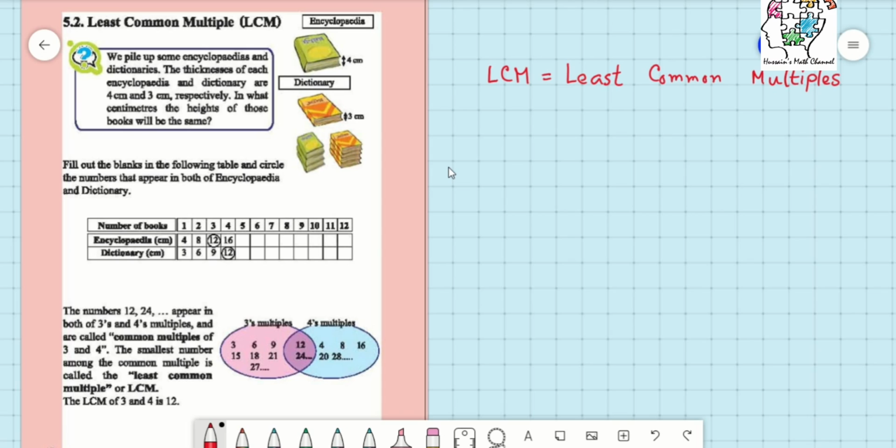If you can read your book, we pile up some encyclopedias and dictionaries. The thickness of each encyclopedia and dictionary is 4 cm and 3 cm respectively. In what centimeters will the height of those books be the same? That means there are some books called encyclopedias, which are 4 cm thick, and some dictionaries which are 3 cm thick.